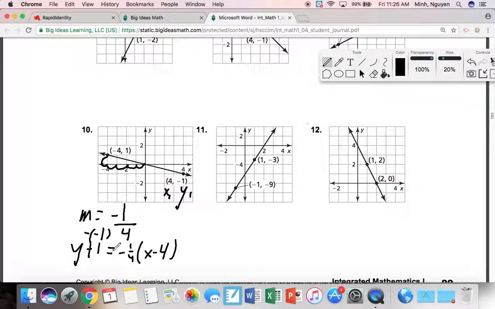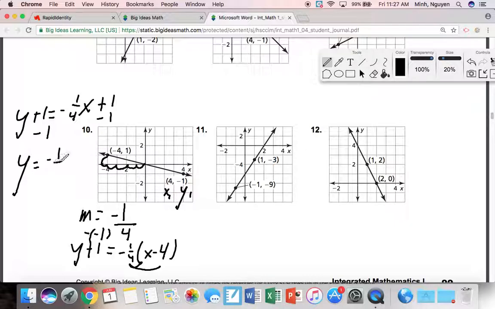I'm going to distribute this. I'll write over here so we have more space. Y plus 1 equals negative 1/4 x, and negative 1 over 4 times negative 4. Negative 1 times negative 4 is positive 4. 4 divided by 4 is positive 1. I have a plus 1 over here. I'll subtract 1 on both sides, and I get y equals negative 1/4 x.